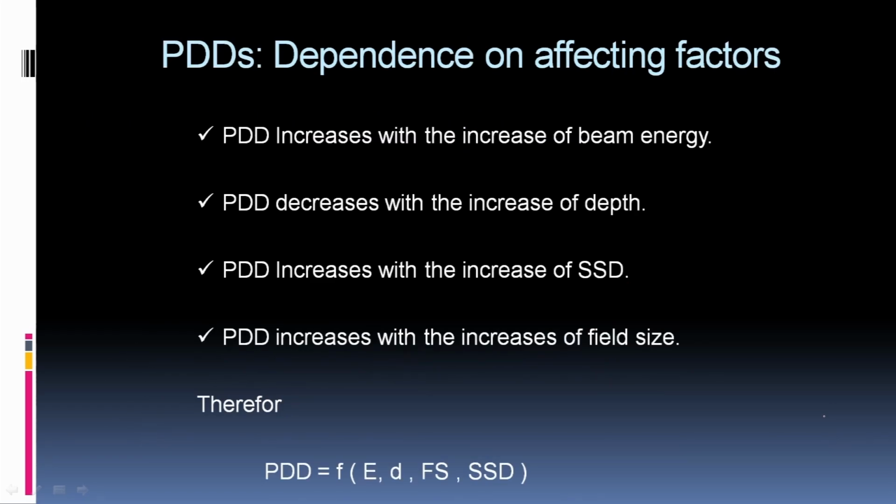Now, PDD's dependence on affecting factors. The PDD increases with the increase of beam energy. If we increase the beam energy, PDD will increase. PDD decreases with the increase of depth, PDD increases with the increase of SSD, and PDD increases with the increase of field size. Therefore, PDD is a function of energy, depth, field size, and source to surface distance. All these four parameters affect the percentage depth dose along the central axis.